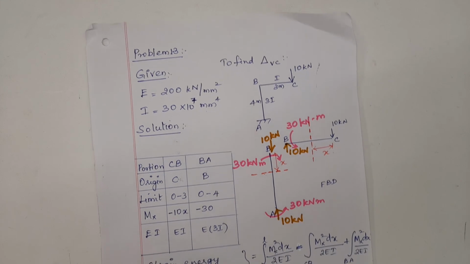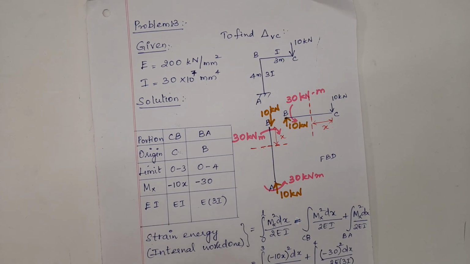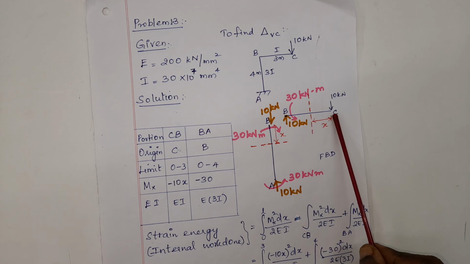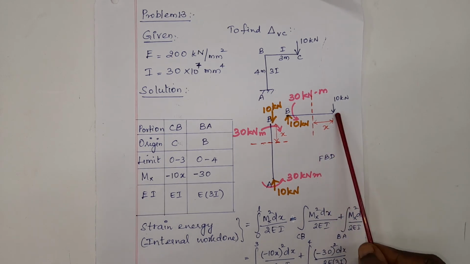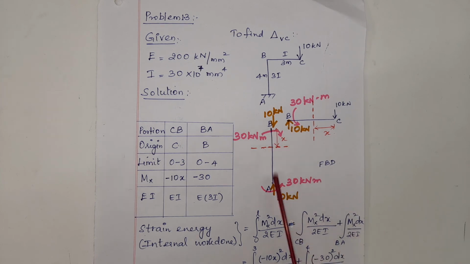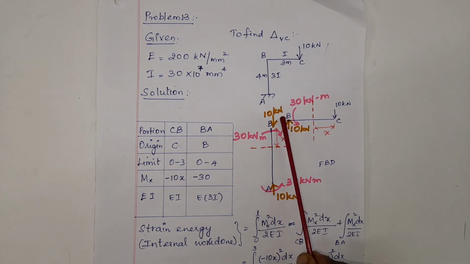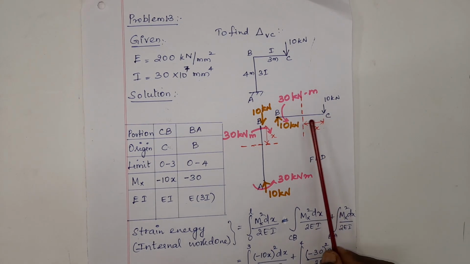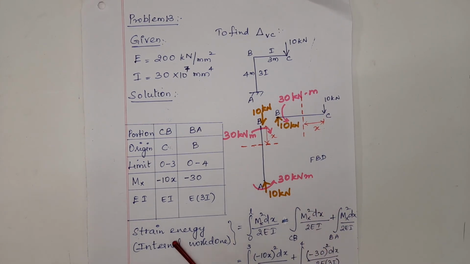We need to draw a free body diagram for this frame. Only then it will be easy for you to understand and fill in the tabulation. So I have divided this frame as a column and a beam. I have shown the load existing here, that is 10 kilonewton. The span of this is 4 meter. Span of this is 3 meter. So here I have shown with colored pens. Just follow me.